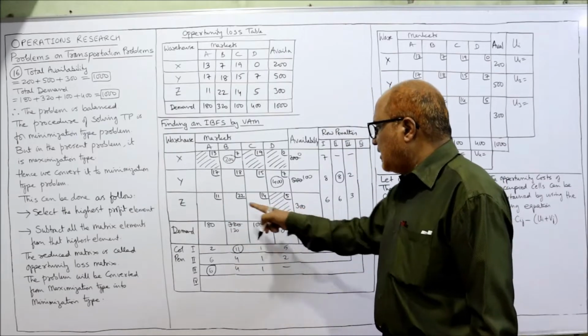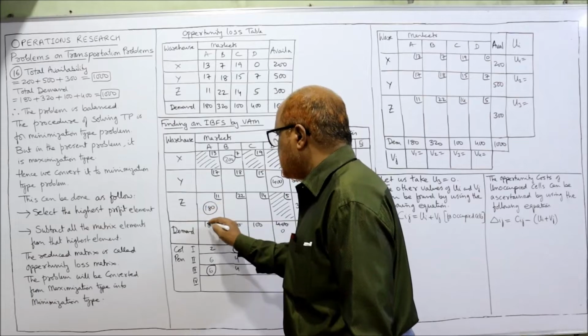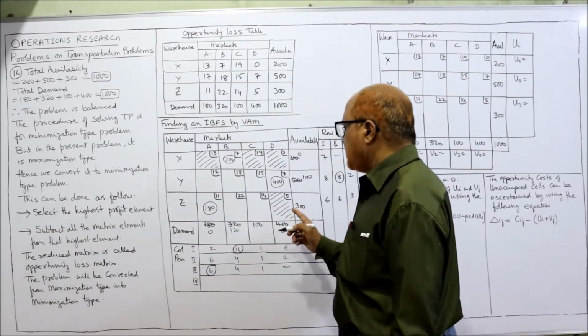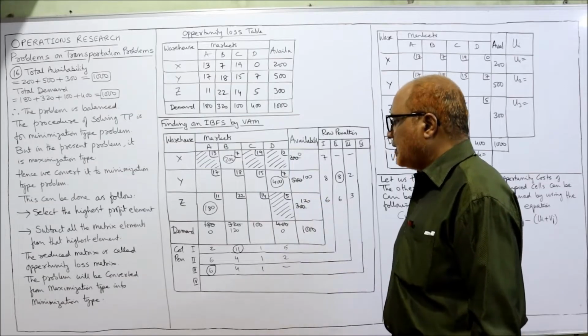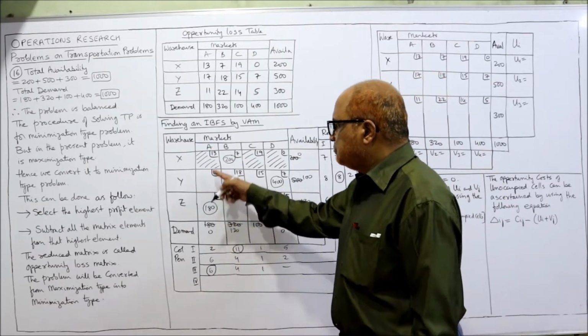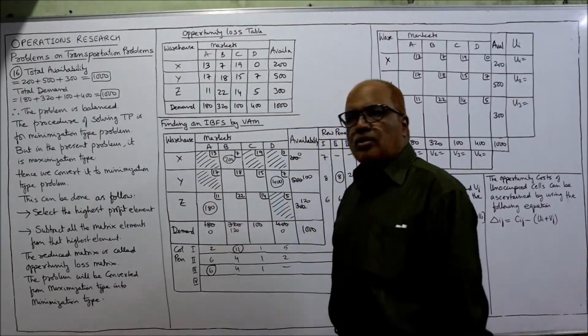The row total 300, column total 180. So I will allocate 180 here. This will become 0. Here 300 minus 180 remains 120. Right? Now the column is blocked. Now block this column. That's all.